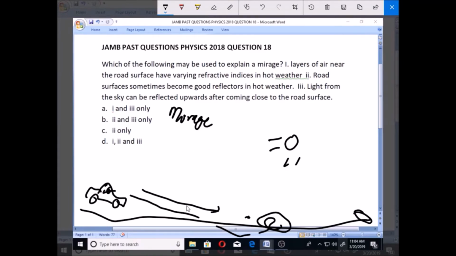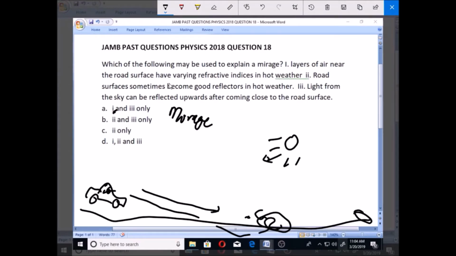So when you're driving, you see something that looks like a pool of water, and it's not as if it does exist, but it's actually because of the hotness of the weather, because of the reflection of the light rays from the sun. So now, taking this in perspective with what the question is, what are the options that are likely answers? Now, layers of air near the road surface have varying refractive indices in hot weather. That is true. So I is true.